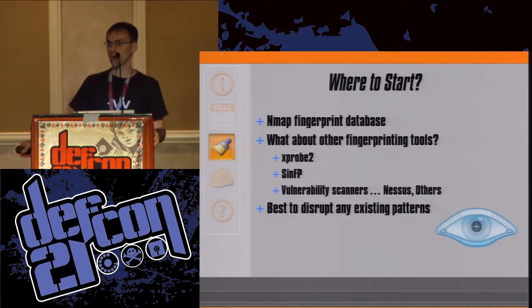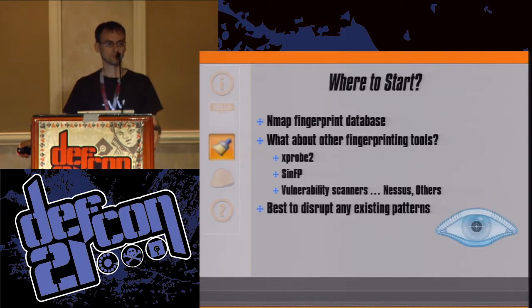And then, of course, there are the other fingerprinting tools, not so famous. Xprobe2, which is actually quite old. A newer one, SynFP, and then, of course, Nessus and the others, the vulnerability scanners. Looking at these sorts of tools, it's really just not a good idea to begin chasing after every tool and its techniques. Ultimately, it's best just to try to disrupt any existing pattern. And so that's what I look to do with the normalization.